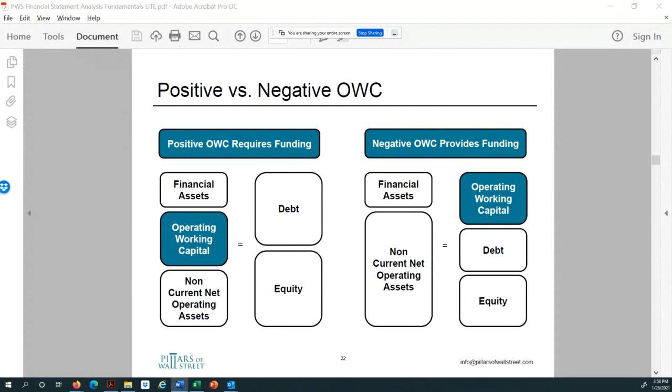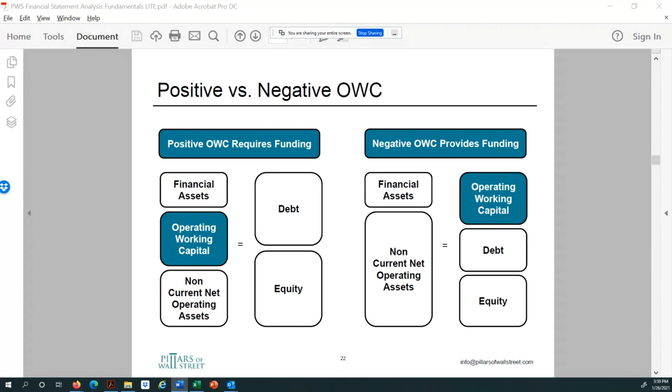Now, positive OWC means what? That the operating current assets are bigger than operating current liabilities. Then OWC is positive. Okay, so you can see that on the left side, the shaded green box. That means positive OWC. Now, both sides are equal, right? The assets have to equal liabilities and equity. So if my operating current assets are bigger than operating current liabilities, what does that mean? That means that the OWC shortfall must be funded by additional financing. In other words, positive OWC requires funding.